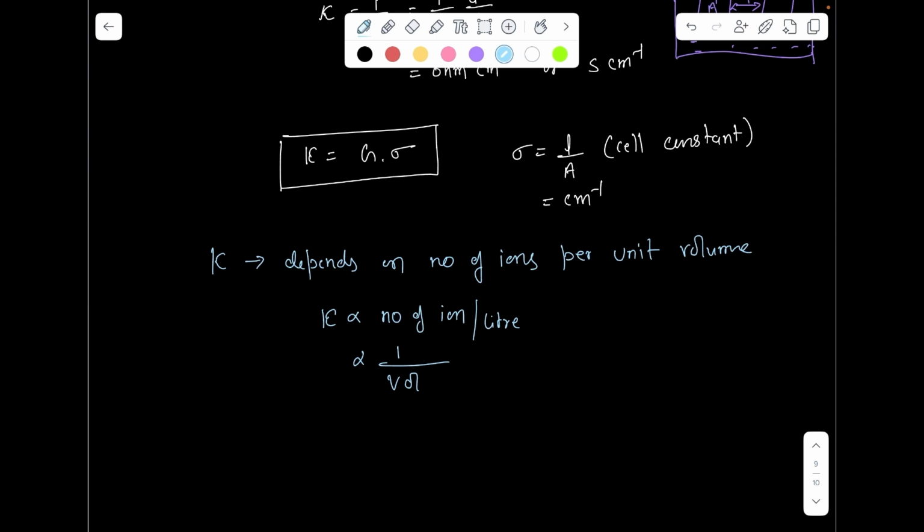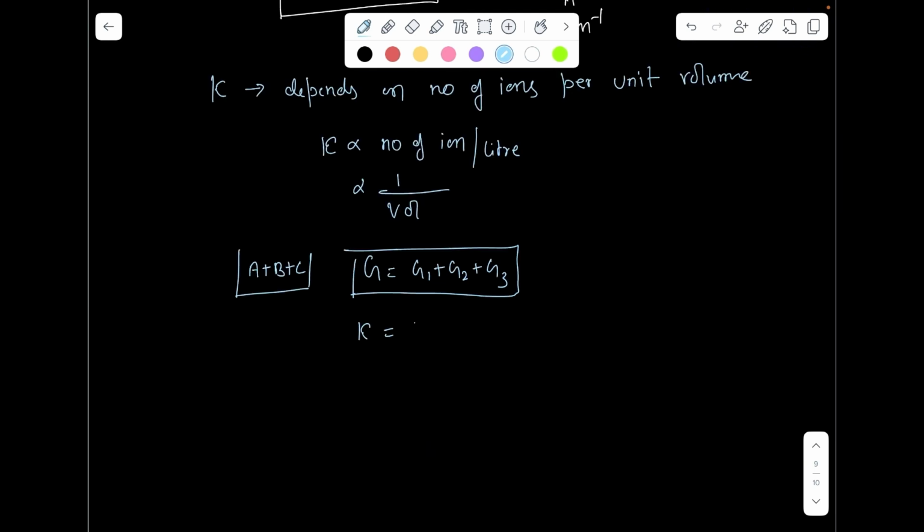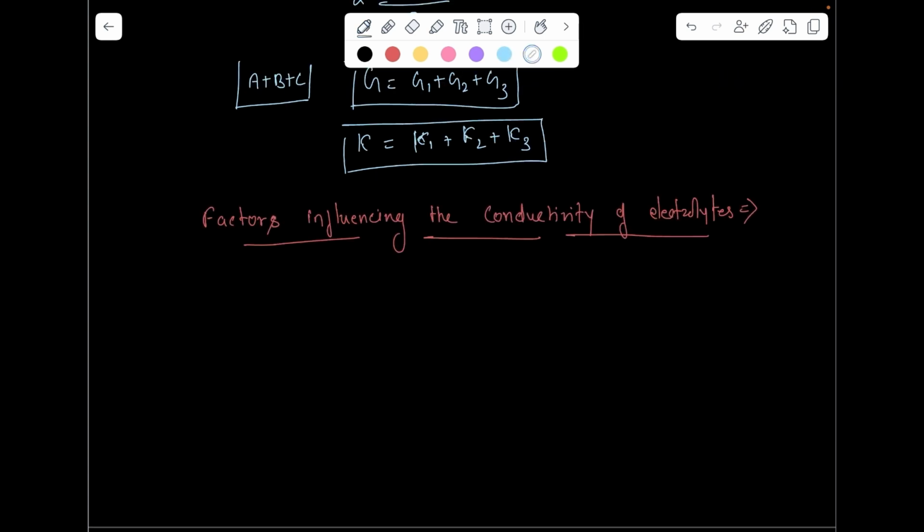Conductance is an additive quantity also. So if the solution contains 3 different electrolytes, then the conductance will be equal to G1 plus G2 plus G3. So the specific conductance kappa would be equal to K1 plus K2 plus K3, meaning kappa of each electrolyte. Factors influencing the conductivity of electrolyte: the first one is interionic interaction. If the force of attraction between the solute particles is higher, it's very obvious they cannot move easily, and if the movement is not happening, conduction is not good. So if the interaction is higher, conduction will be lower.